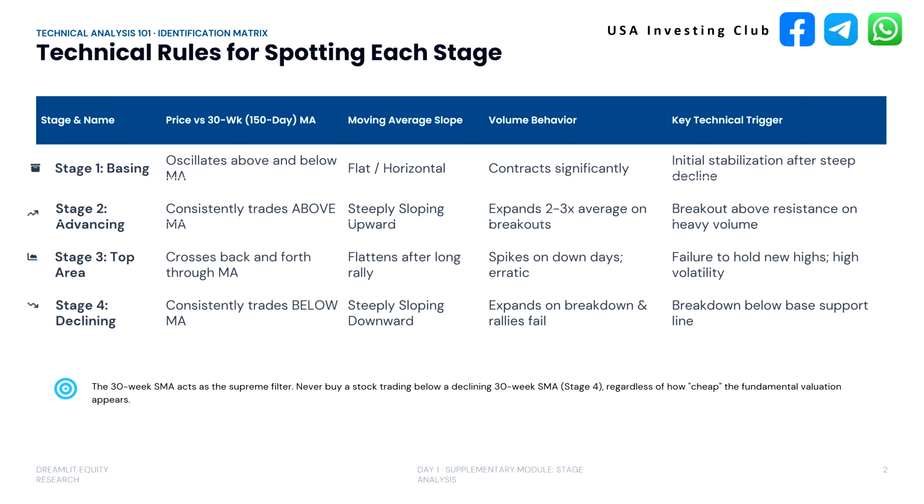And here is the single most important operating rule from this entire framework. So listen carefully. The 30-week simple moving average acts as the supreme filter. Never buy a stock trading below a declining 30-week SMA. That's stage 4. No matter how cheap the fundamental valuation appears to be. Valuation tells you what might eventually be true. The 30-week moving average tells you what the market is doing right now. And in stage analysis, price action wins that argument every time.